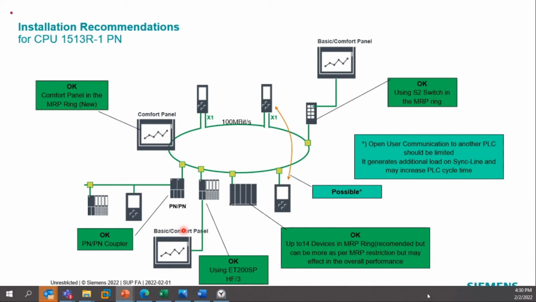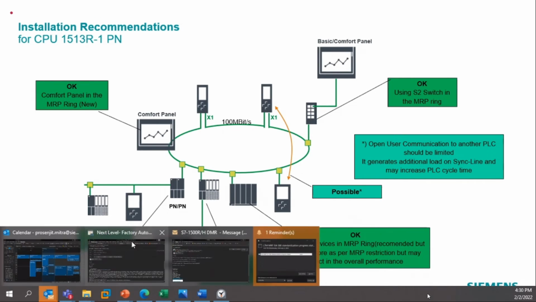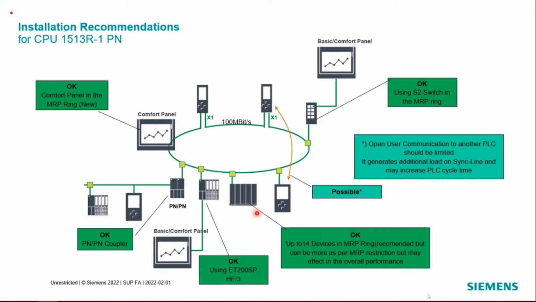This solution is very helpful in an application where the HMI is mounted in some remote section. So you don't need to have a switch here. You can directly put an HF-3 and connect this basic and comfort panel. Apart from that, for the other devices to communicate bumpless with 1515R and 1517R, you can have a PN/PN coupler and connect the controllers and then the IOs.